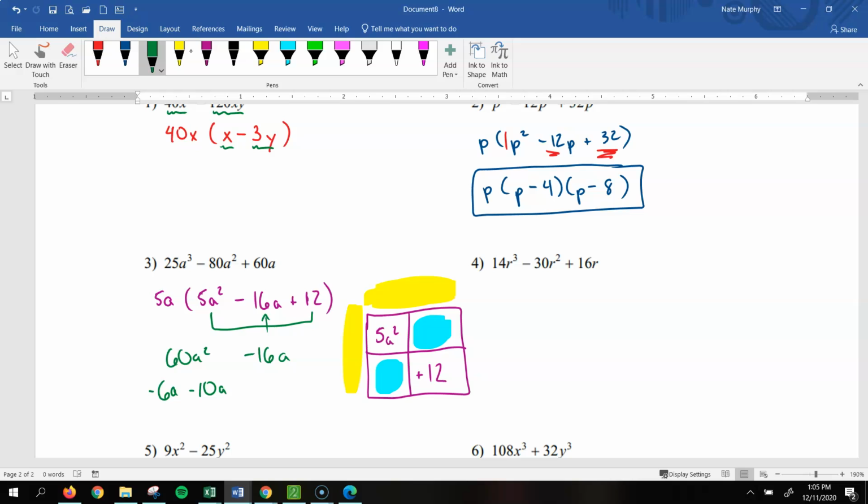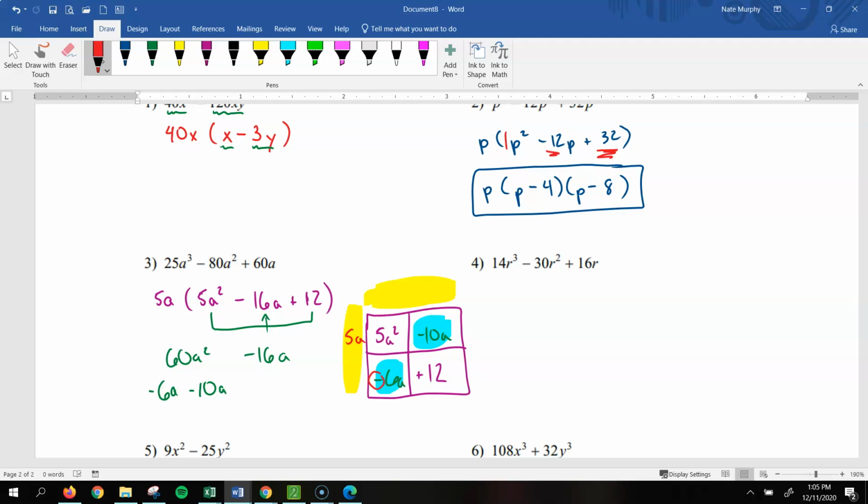If we put those in the box, again, it does not matter where we put them. We can put them in either of these two places. We'd have negative 6a and negative 10a. All right, so now we are going to figure out the factors that go on the outside. Let's look at the rows. In this first row, the greatest common factor between 5a squared and negative 10a would be just 5a.